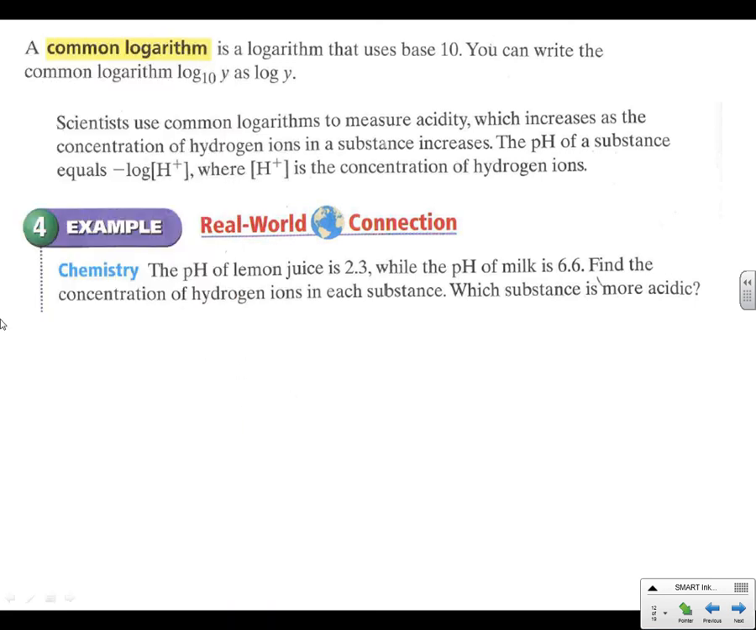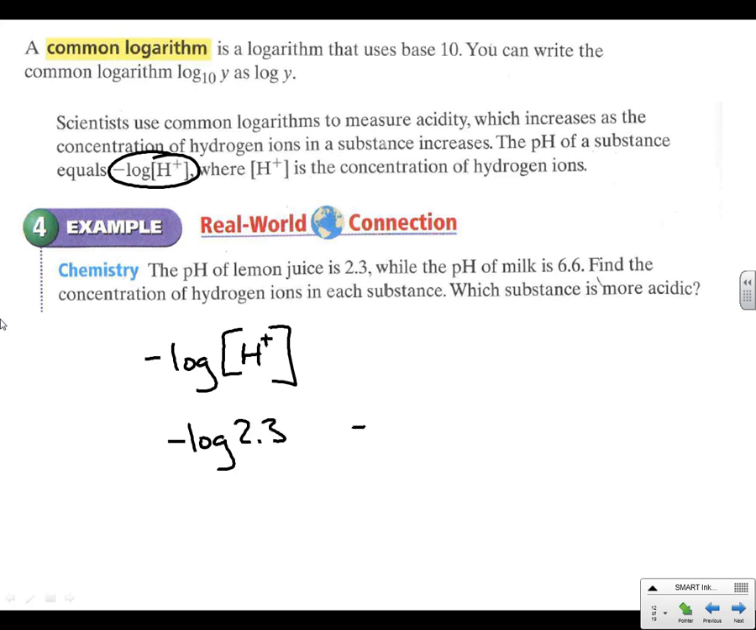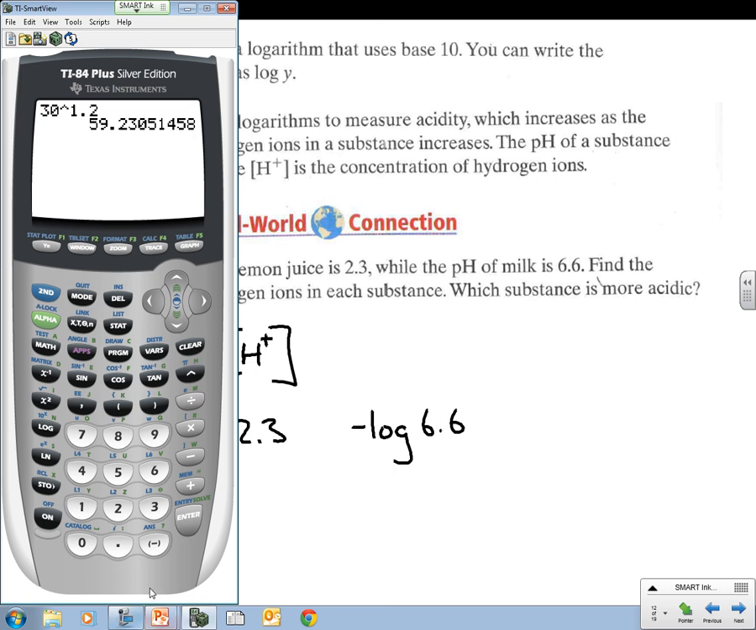All right, so let's use that for this problem with pH, a chemistry problem. Here's our equation, negative log of the hydrogen atoms. All right, so let's figure this out. Let's compare lemon juice, negative log of 2.3, to milk, negative log 6.6. So we're going to grab our calculators and put both of these in. So the first one is 2.3, so negative log 2.3. And we have negative log 6.6.